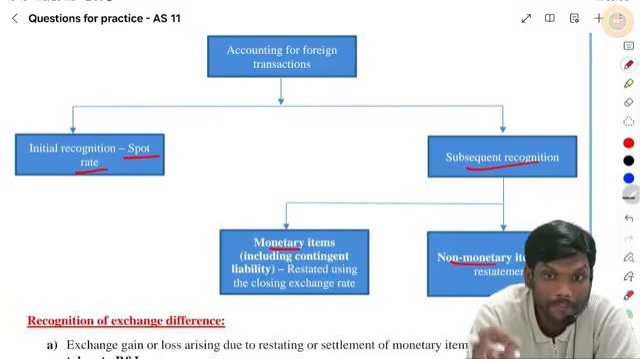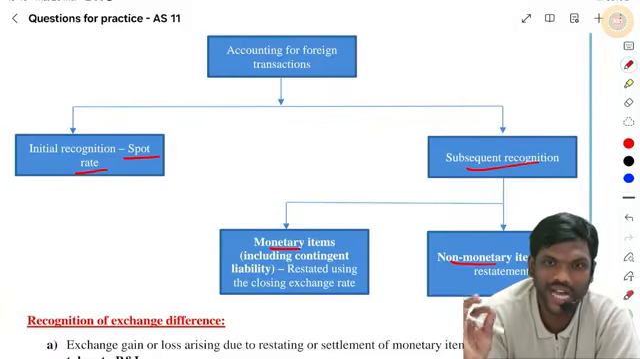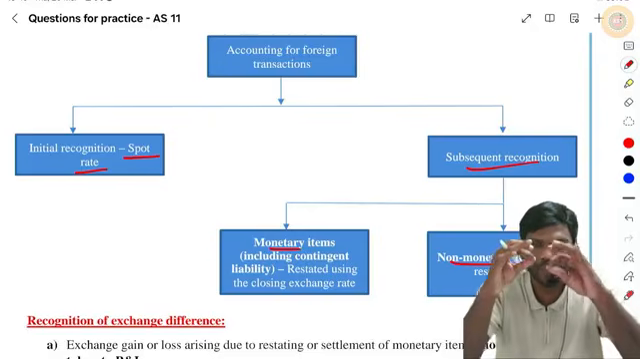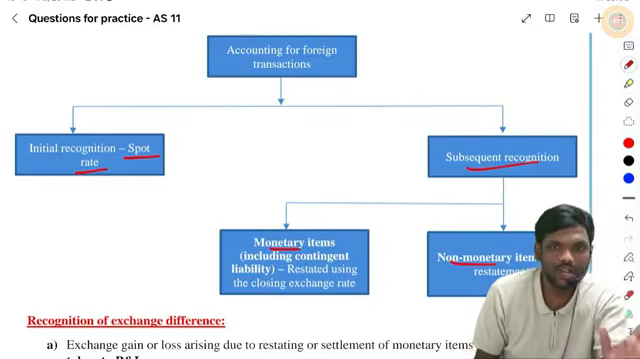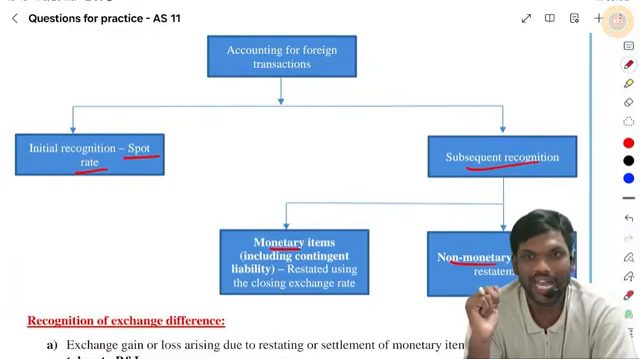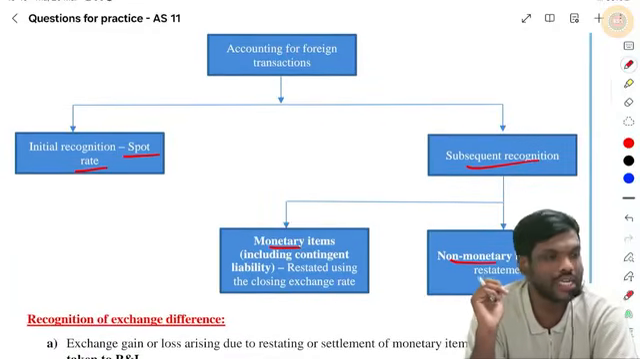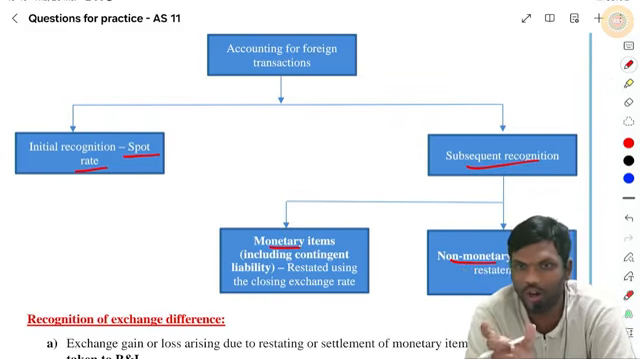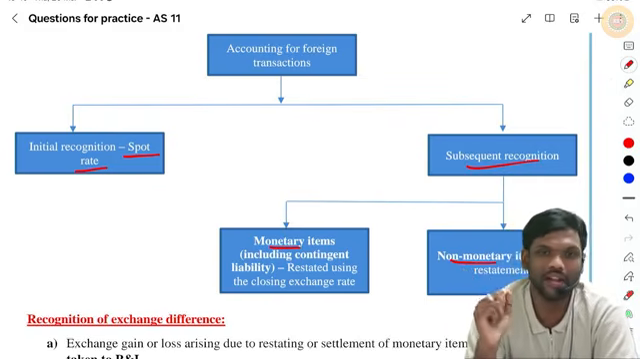Remember, on the balance sheet date, all the assets and liabilities which are expressed in foreign currencies need to be differentiated into which one is a monetary asset or liability, which one is a non-monetary asset or liability. Sir, how to do that distinguishment? How to identify whether a particular asset is monetary or whether it's a non-monetary item?